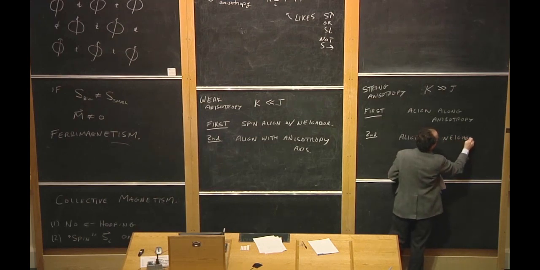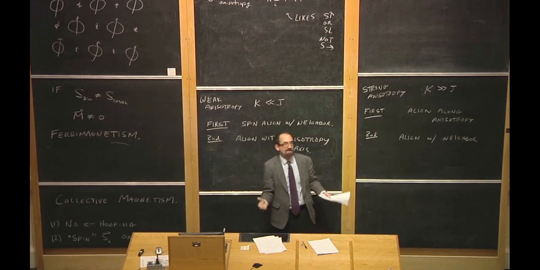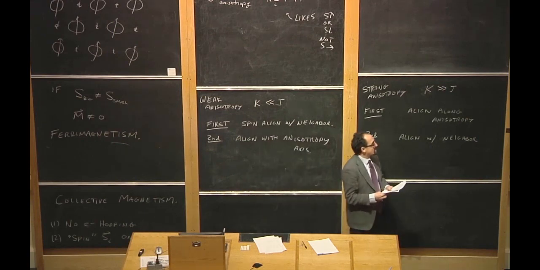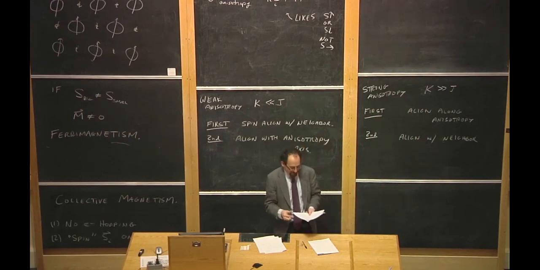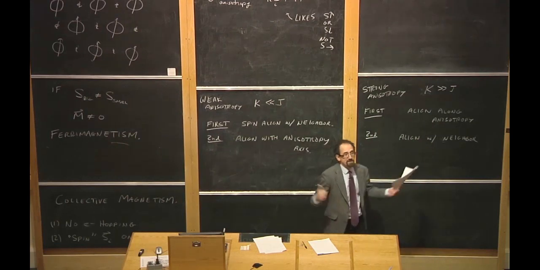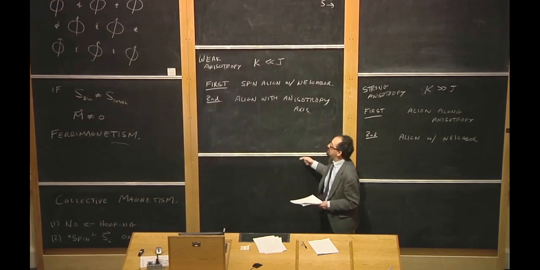Now, this may seem like a trivial distinction, because at the end of the day, the ground state is the same. The ground state is that everyone's aligned with their neighbors and everyone's aligned along the anisotropy axis. So why did I make a big deal about this? Well, it makes a difference. The two limits are different if you think about what the low energy excitations are.